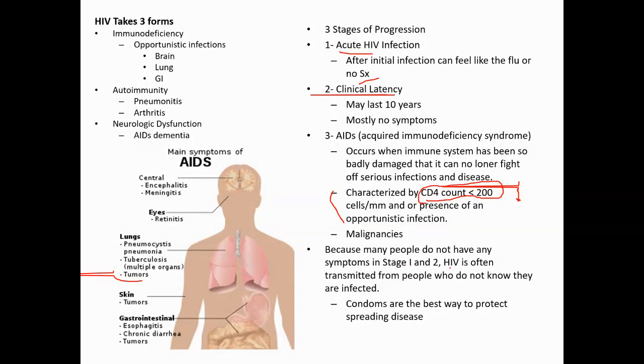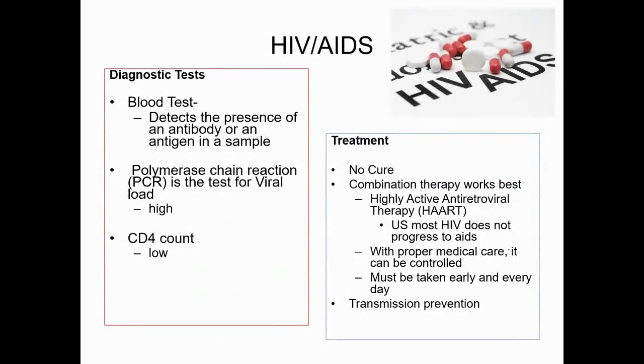Because many people do not have any symptoms of stage 1 and 2, HIV is often transmitted from people who do not know they are even infected. Condoms are the best way to protect against spreading the disease. As far as diagnosis, blood tests can detect the presence of an antibody or an antigen in a sample of blood. A PCR is the test for viral load. Viral load high, CD4 count is low. That's what's happening with somebody with an HIV infection. And when the CD4 count gets below 200, that's generally the definition of AIDS.